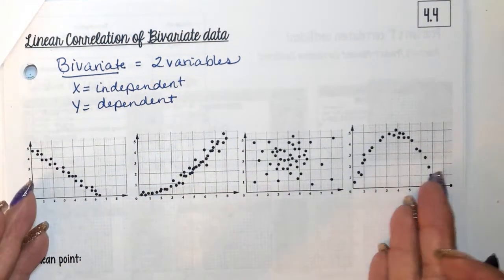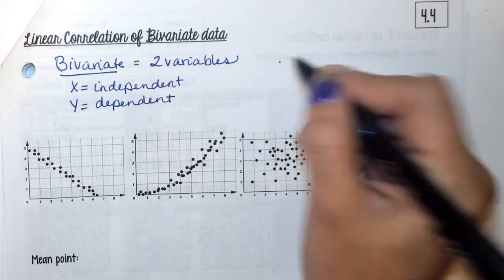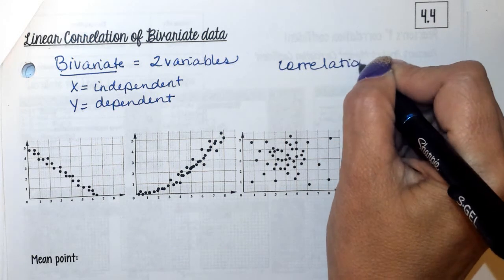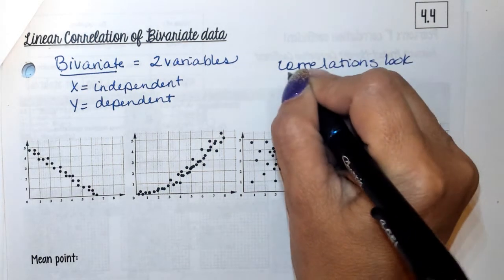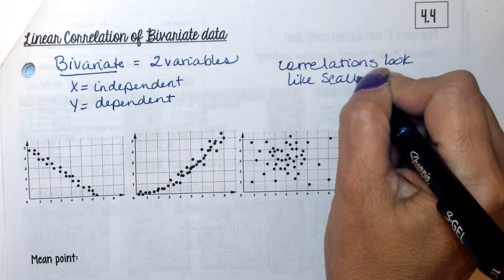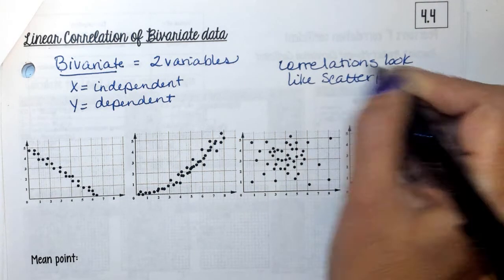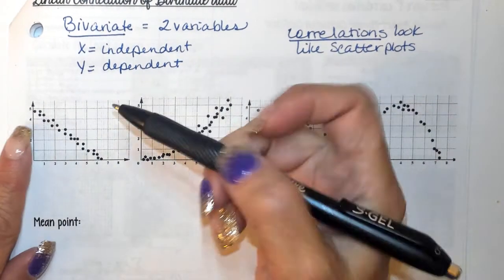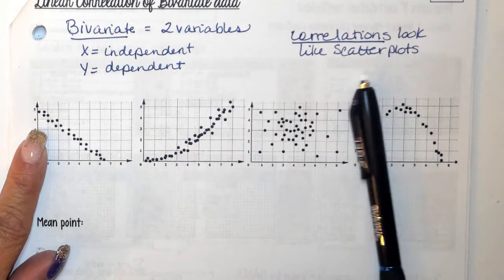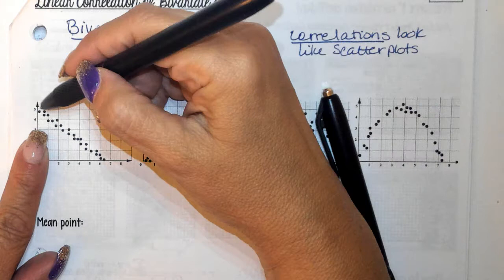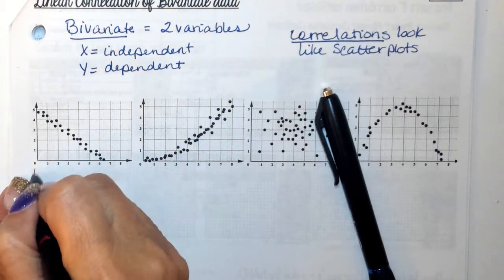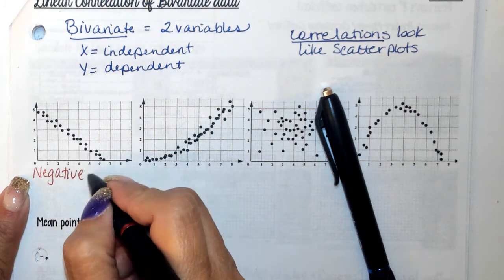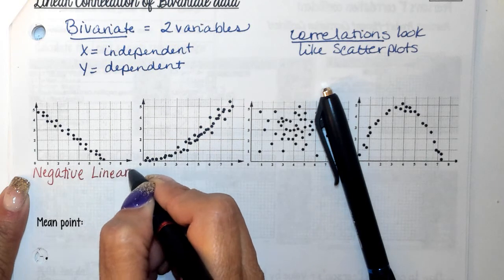And we're going to have some scatter plots that look like this. Okay, correlations, they look like scatter plots. So I'm going to say correlations look like scatter plots. Here's my scatter plots down here. If I were to graph this, I'm going to get another pen on here. This data goes down. It looks like a straight line, so I would call it a negative linear correlation.